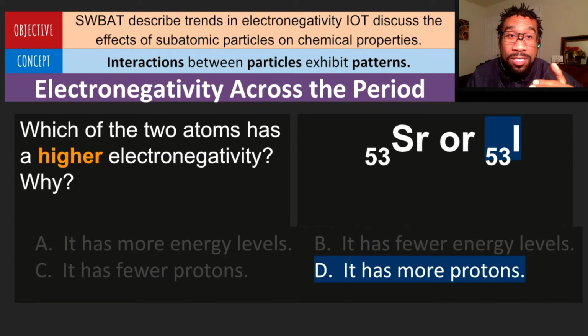Well, the reason is because iodine is on the right side of the periodic table. Both of these elements are in the same period from left to right. They have the same number of energy levels. So because iodine has more protons, it has more nuclear charge, and therefore it is more prone to pulling electrons more effectively than strontium. All right, let's try another example.